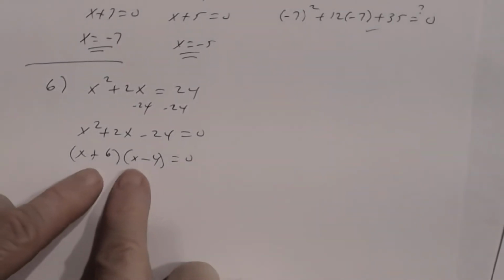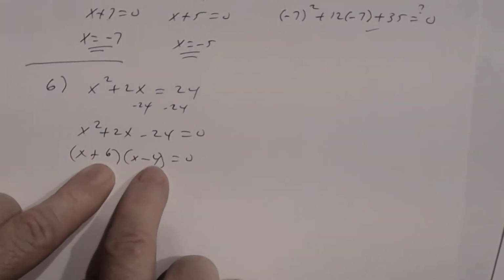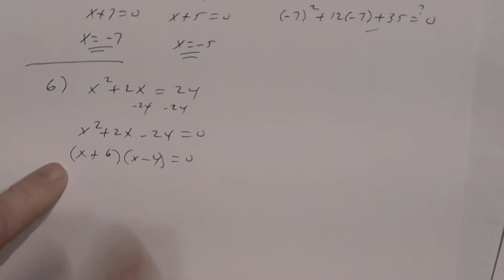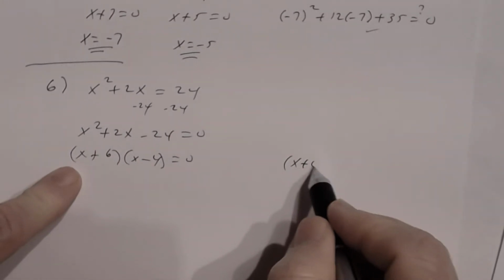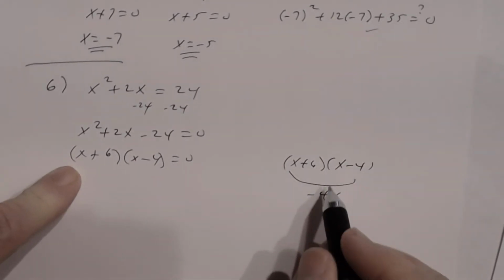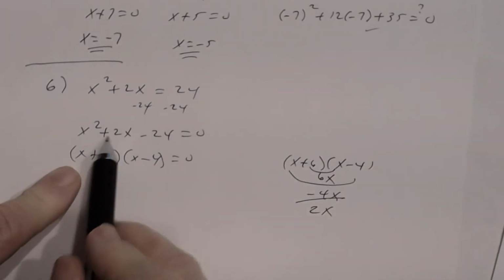Now again, just double check. X times x is x squared. 6 times negative 4 is negative 24. And look at the outer and inner. I'm going to do that here so I can show you. The outer is negative 4x, the inner is a positive 6x, and when I add them up, I get 2x, which is what you wanted.